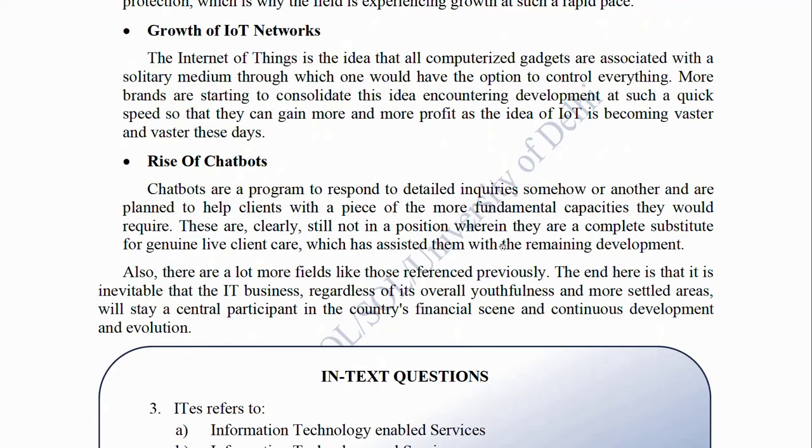Next point is growth of Internet of Things network. The Internet of Things is the idea that all computerized gadgets are associated with a solitary medium through which one would have the option to control everything. More brands are starting to consolidate this idea, encountering development at such quick speed so that they can gain more and more profit as the idea of Internet of Things is becoming vaster and vaster these days.